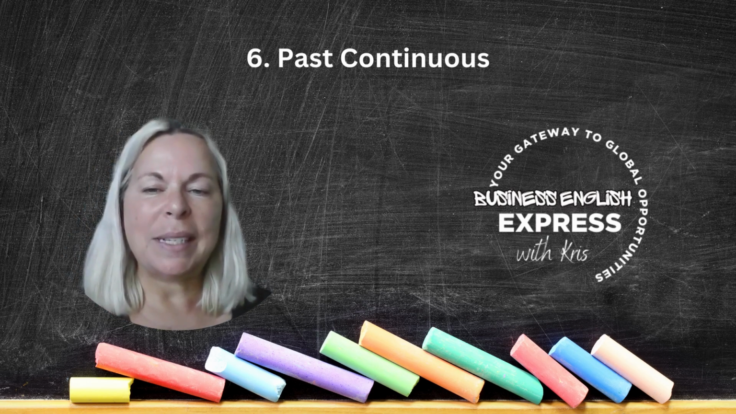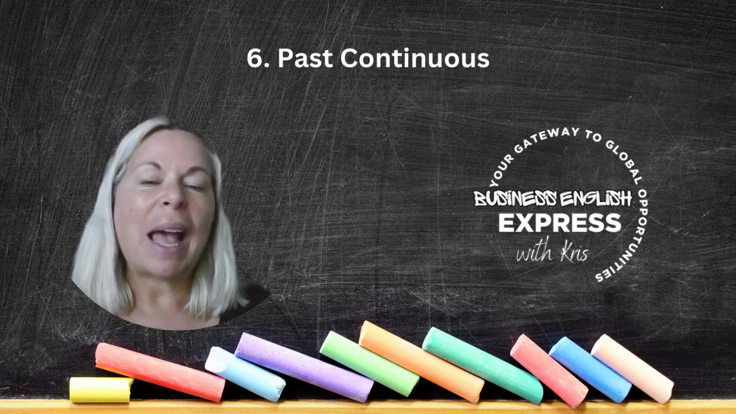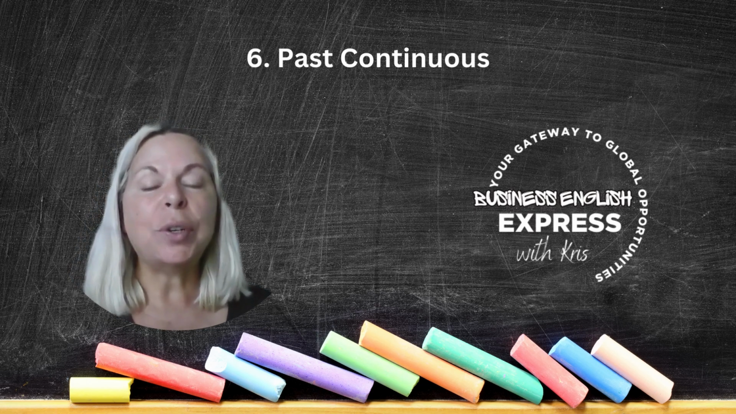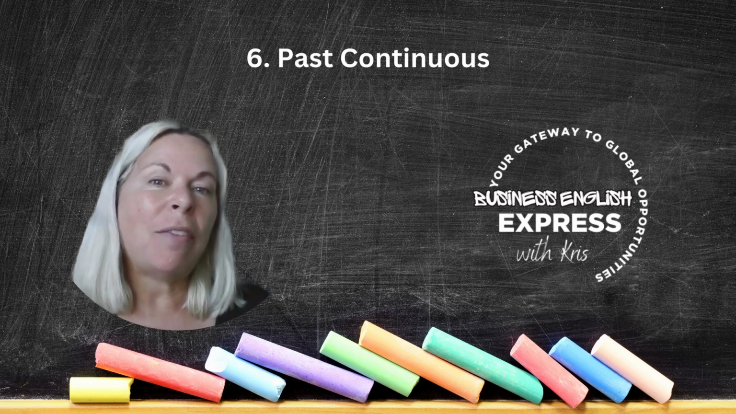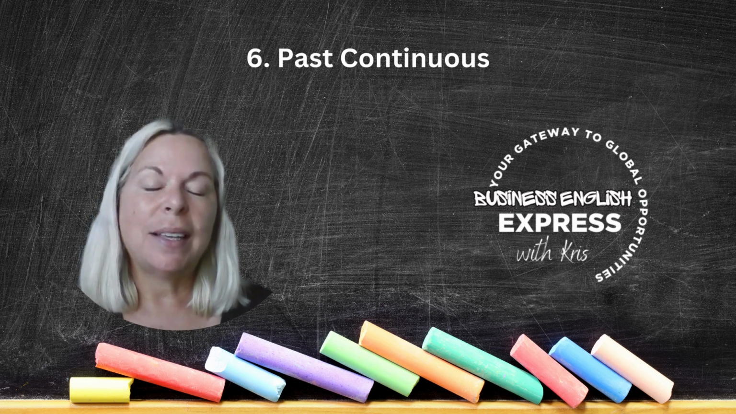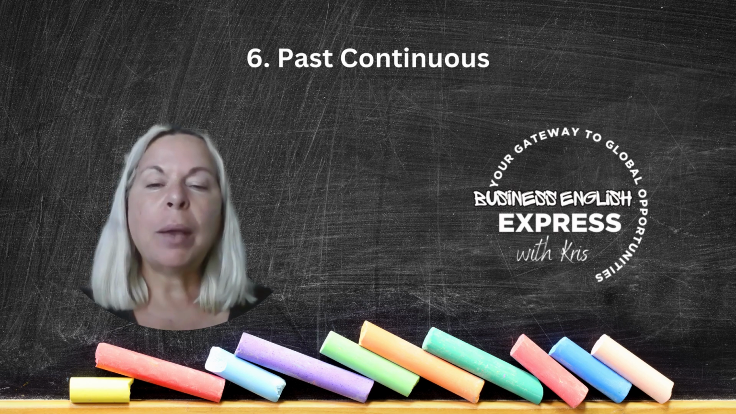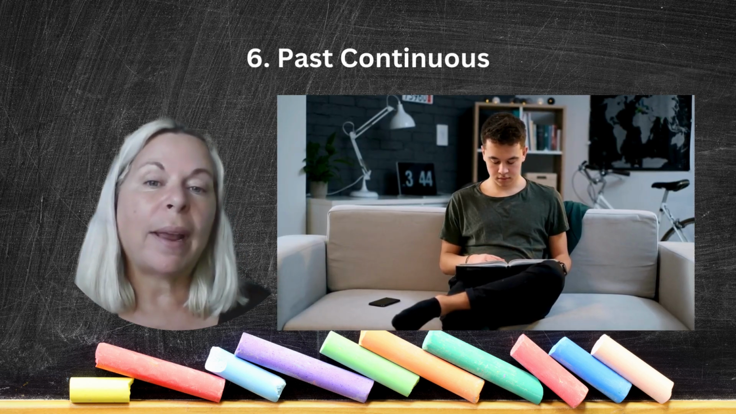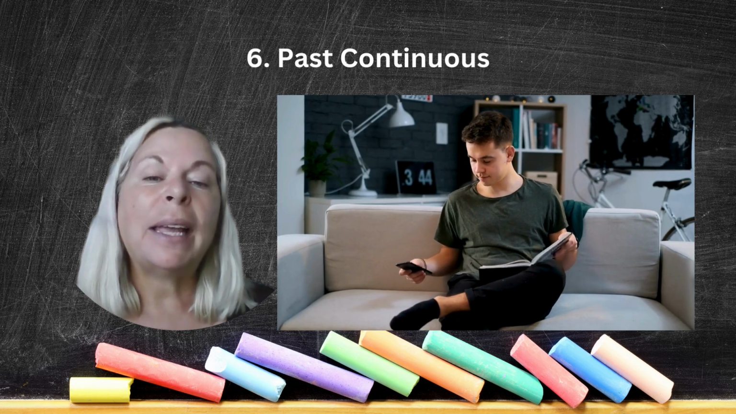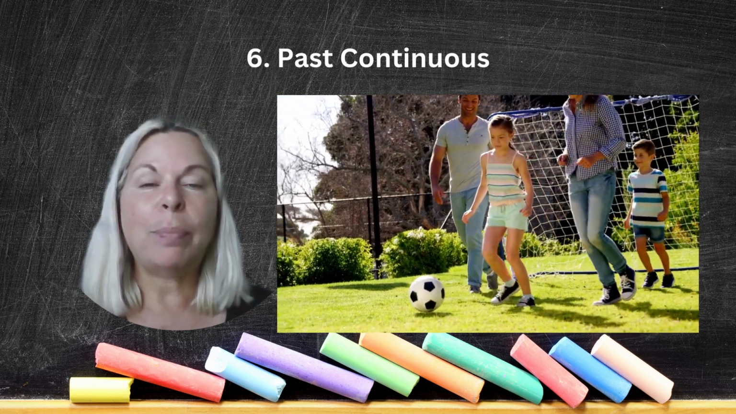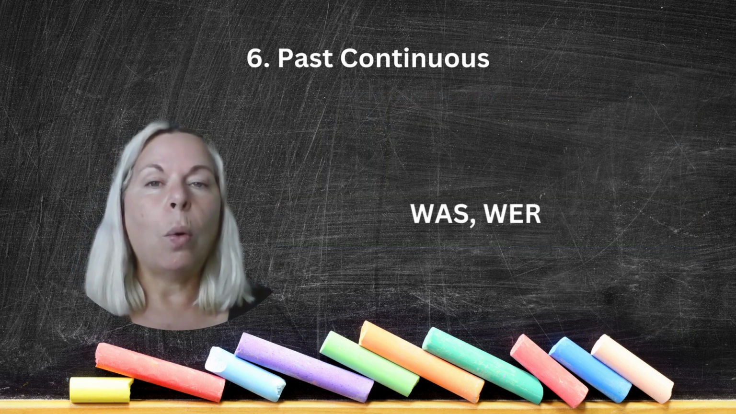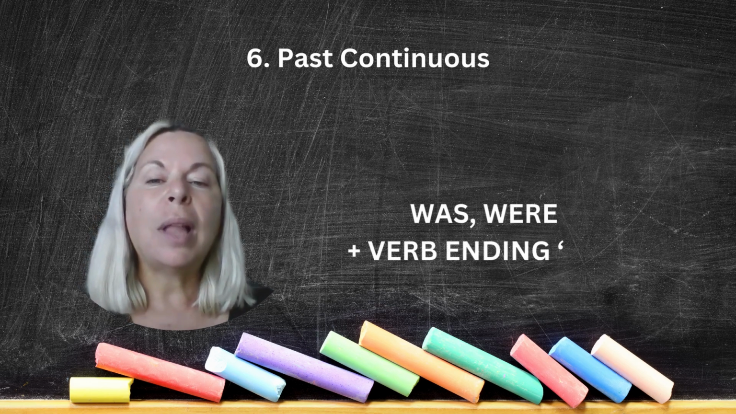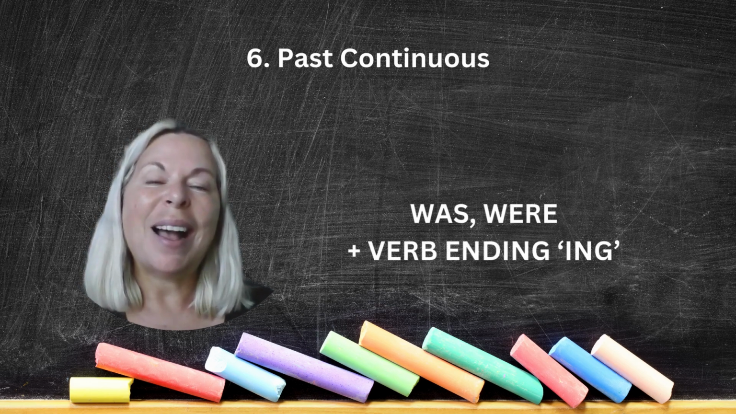Past continuous helps us talk about actions that were happening at a certain point in the past or actions that may have been interrupted. An example is I was reading when the phone rang. They were playing football at 5 p.m. We use was or were plus the verb ending in ing.